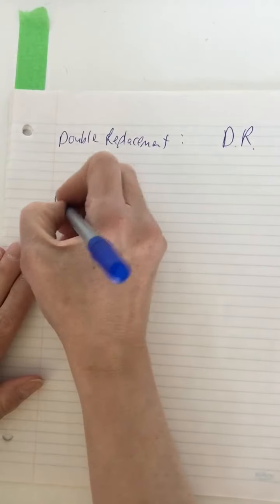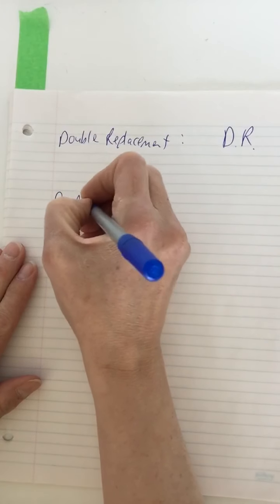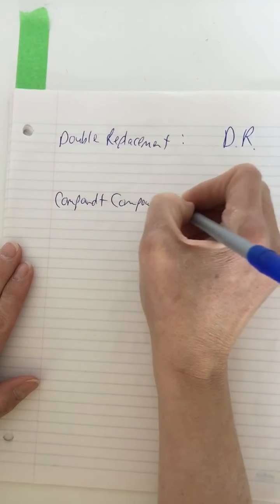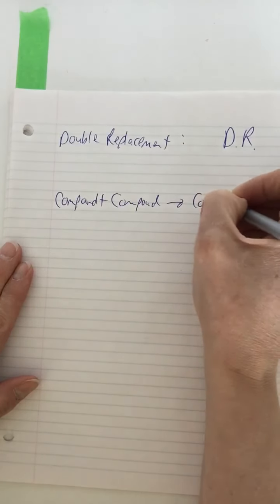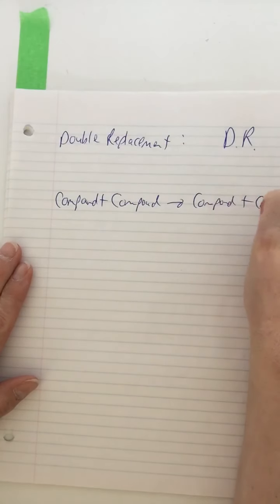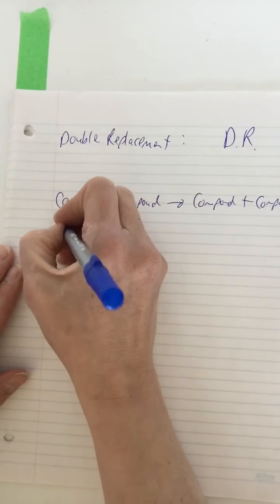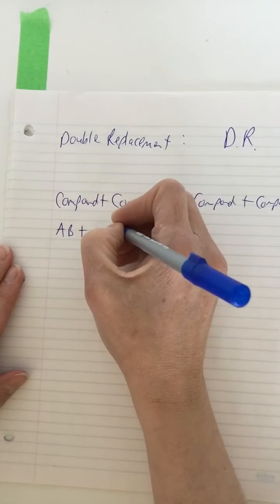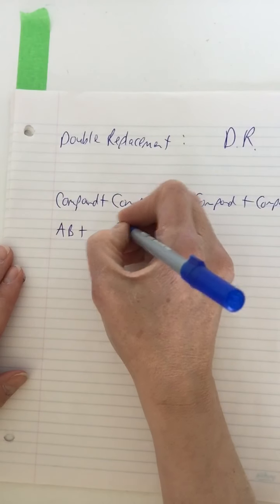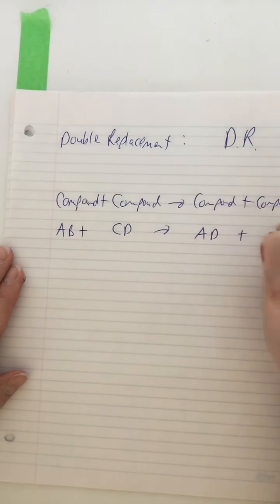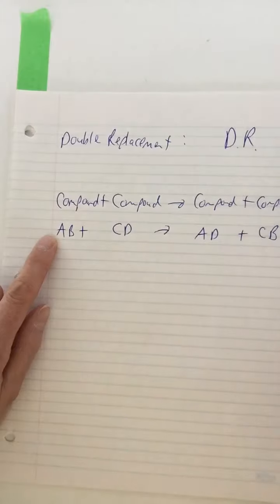So this is compound plus compound yields compound plus compound. I always describe this as square dancing. A plus B, or AB plus CD yields AD plus CB. They've just had a partner switch.